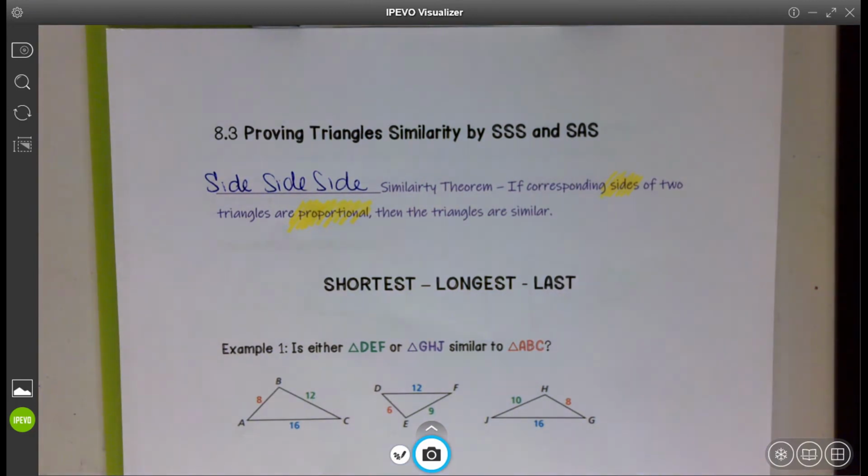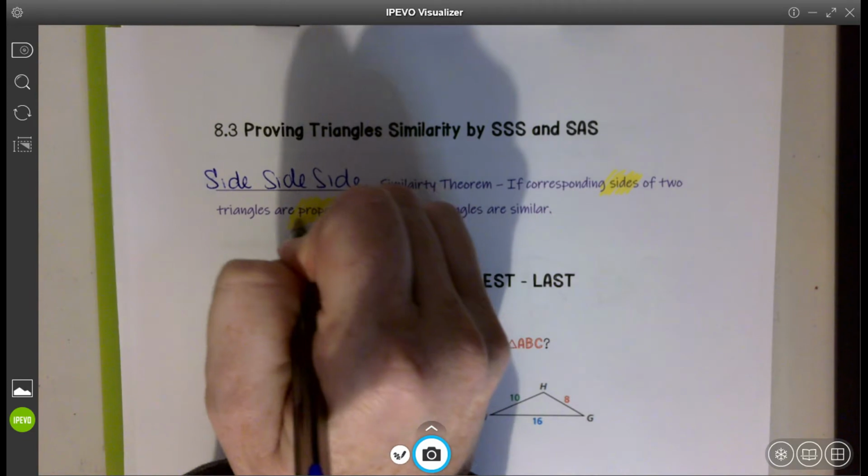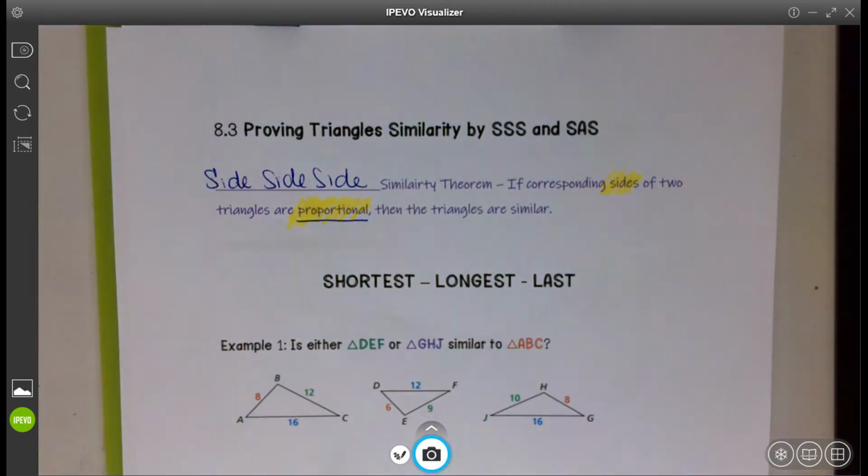But for similarity, the sides are not going to be congruent. The sides are going to be proportional. So as long as the sides are proportional, then the triangles are similar. Now, how do we figure out which sides to match up if we don't have a similarity statement and we're checking to see if they're similar?